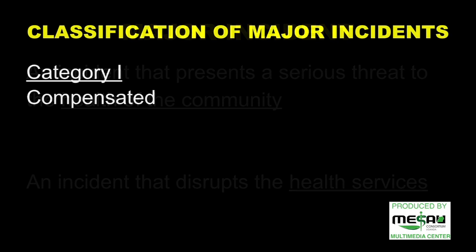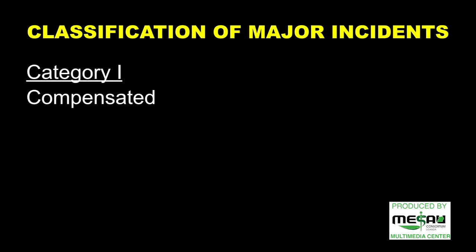They've been classified in two categories. You have category one, which is a compensated major incident, something which is controlled. There's probably an outbreak. An outbreak is declared today. Within 2-3 days, the health services are able to control it, resources are rearranged, and you manage it. That is a compensated major incident.